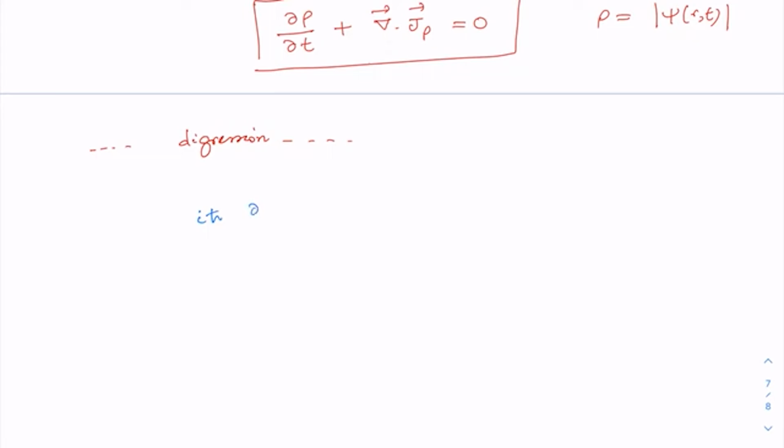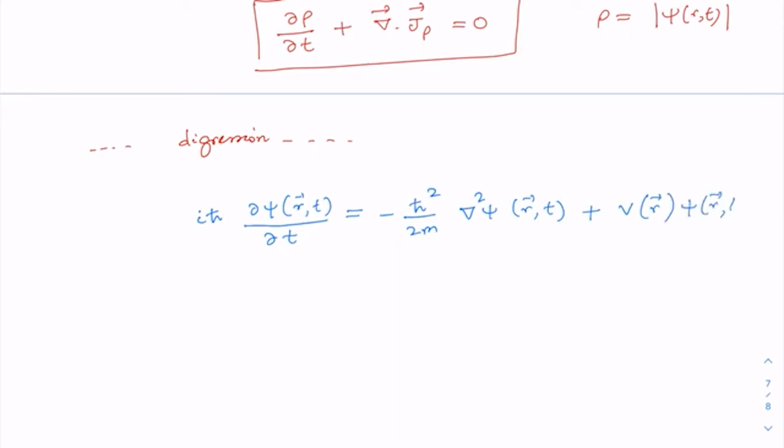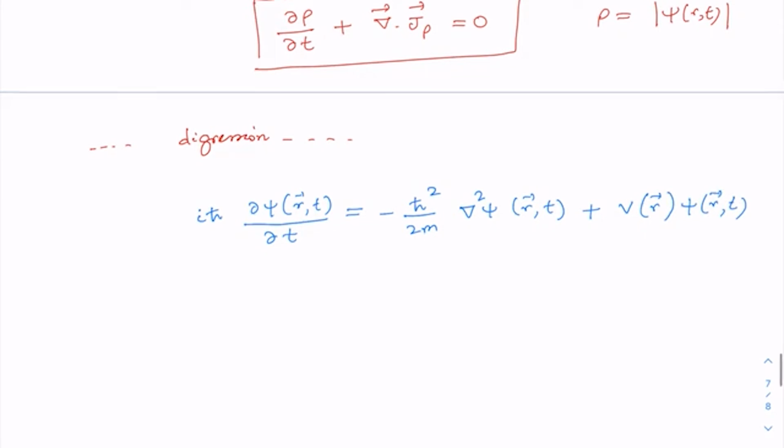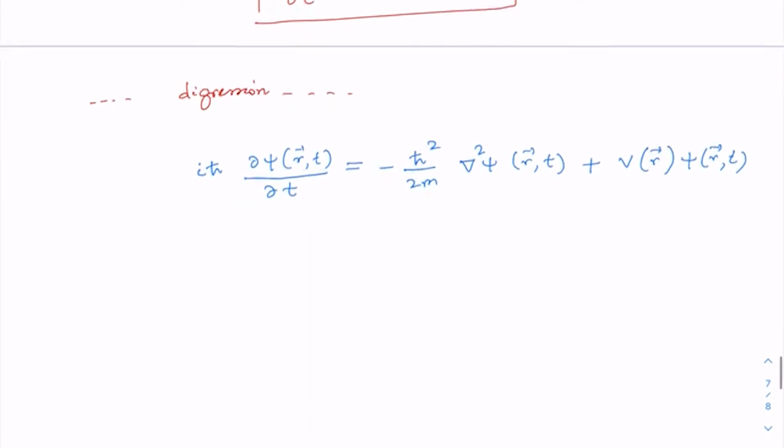i ħ ∂ψ(r,t)/∂t is equal to the time dependent Schrodinger equation. We write it as ħ²/2m, then we have ∇²ψ(r,t), and then we have this potential term. Suppose the potential is just dependent on space only. Then we have this Schrodinger equation from our elementary quantum mechanics.